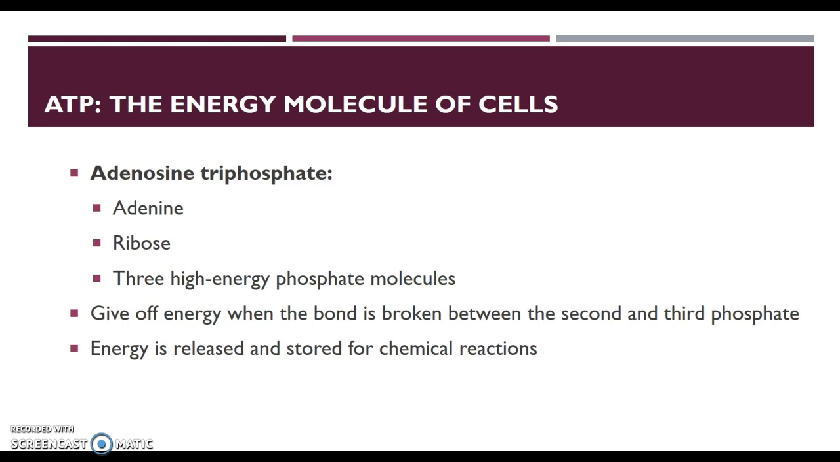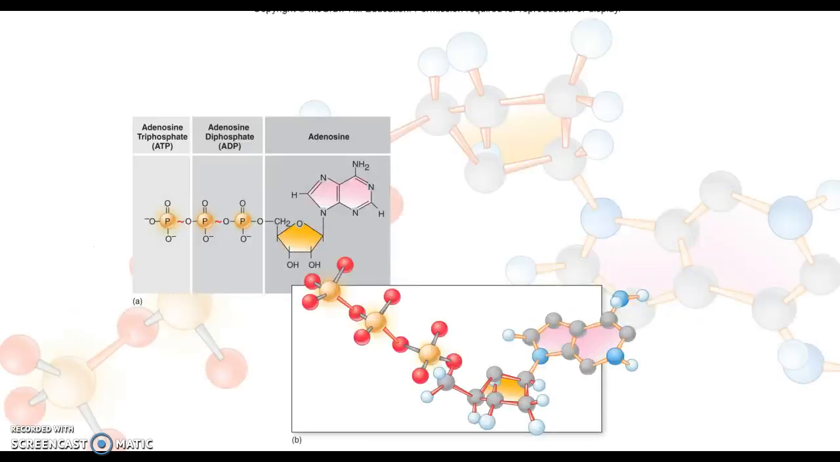And this is how our cells, all cells, are able to perform their functions because of the energy contained in this molecule. And you can see here, this is ATP. So here's our ribose sugar. Here's our nitrogenous base. And then here are our 3 phosphates. And when the bond is broken between this 3rd and 2nd phosphate, then we get a huge energy release.